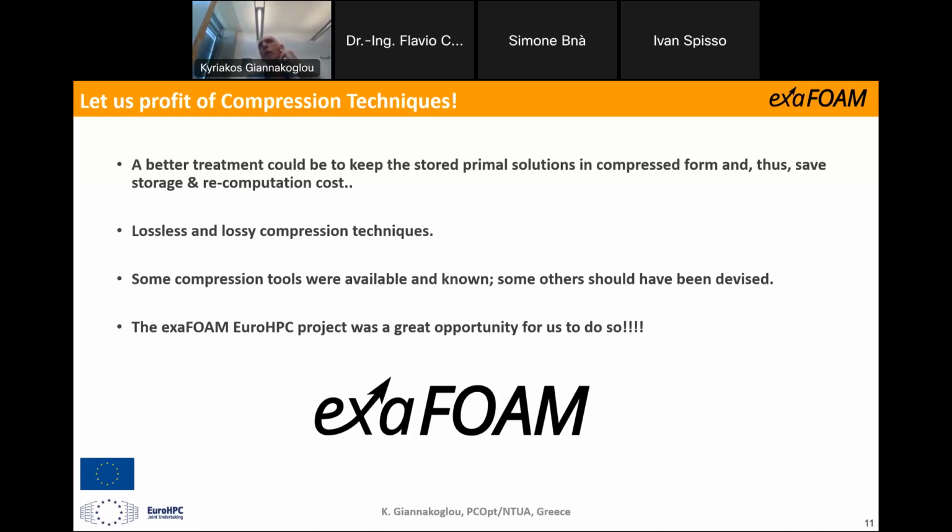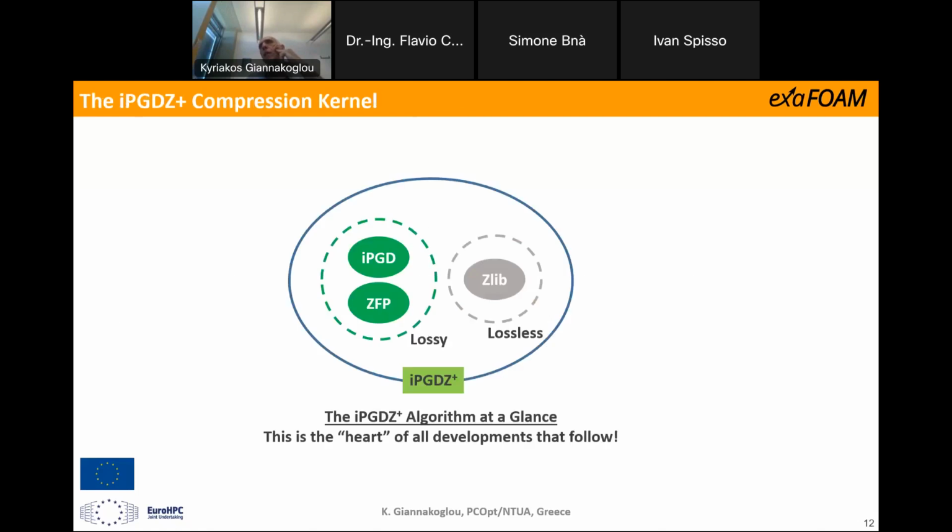And we are planning to use both lossless and lossy compression techniques. As I said before, some compressor tools were available and known before this work. Some others had to be devised, and they have been devised during this project, because I have to admit that the exaFOAM EuroHPC project was a great opportunity for us to do so.